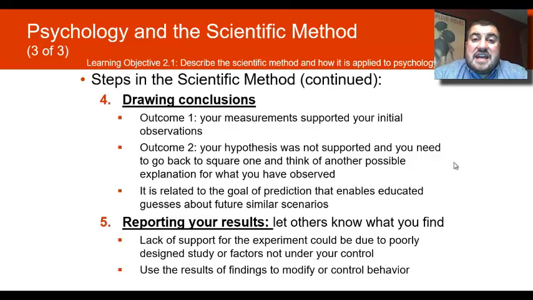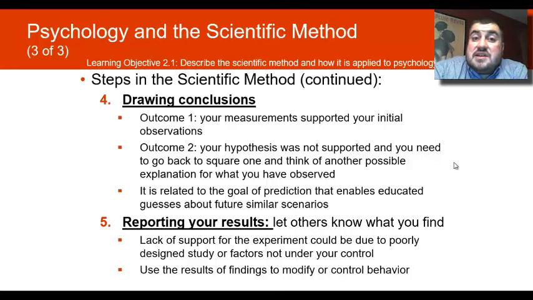And it is related to the goal that we talked about in Module 1 of prediction that enables educated guesses about these future scenarios. And then lastly, you need to report your results because you need to let others know what you find so they can use it and build off of it. The lack of support for the experiment could be due to a poorly designed study or factors not under our control, but we may use the results or findings of the study to modify or control behavior. So that's why it's important to report your results in a psychology scientific journal, something to that extent.